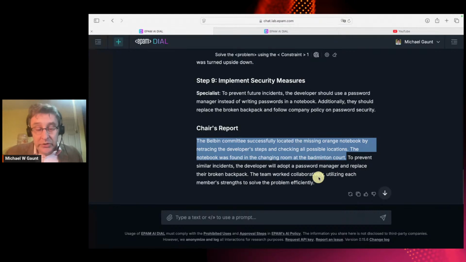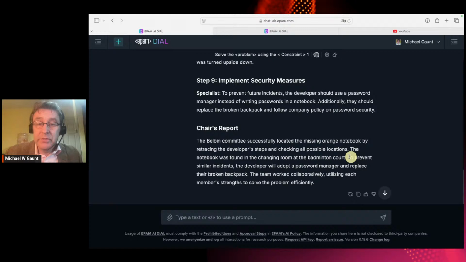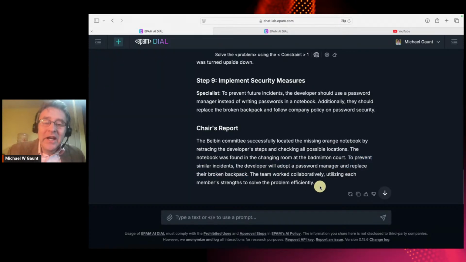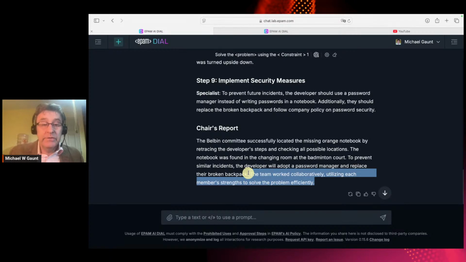The notebook was in the badminton court on this iteration. Other iterations will be different. To prevent the incident, you need to adopt a password manager. So you need to prevent future recurrence by not having that. This example also comes up with a useful idea of replacing the broken backpack. I thought that would be obvious, but anyway, it's come up with that as a solution. And then it's ended on the idea of using team morale. So the teamwork is collaborative, you utilize each other's strengths to solve the problem efficiently.